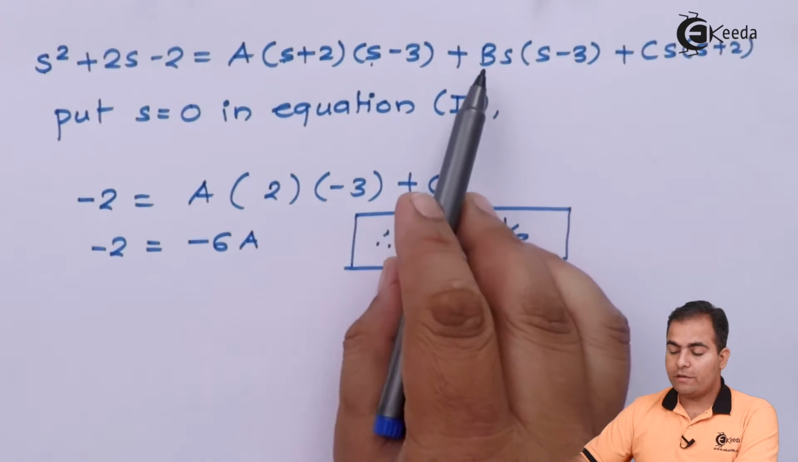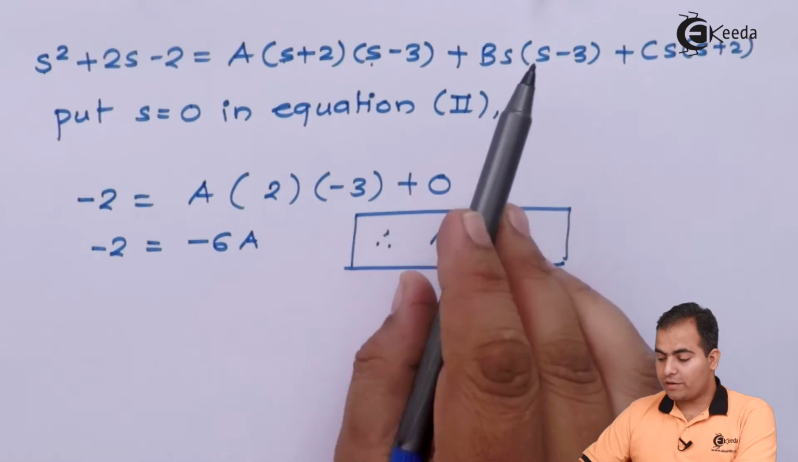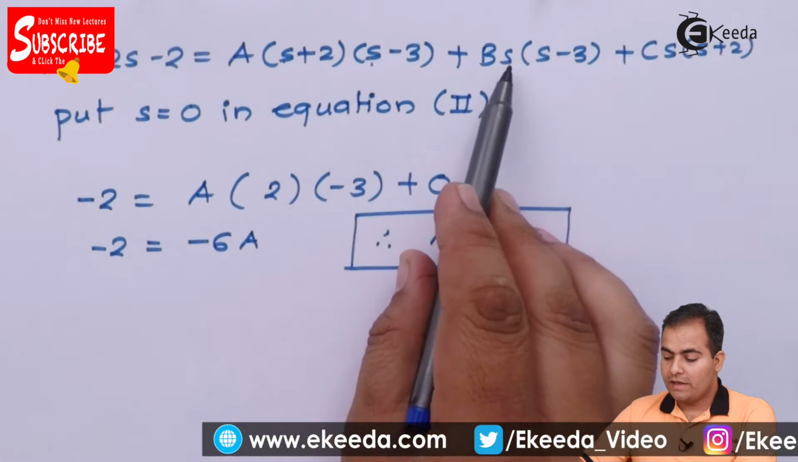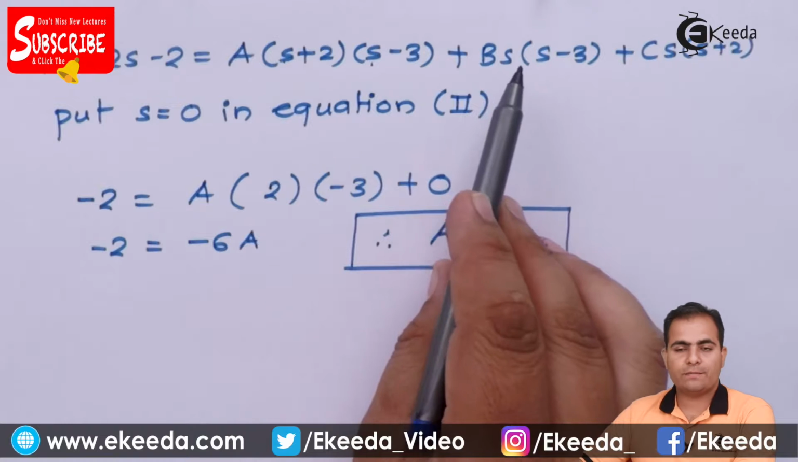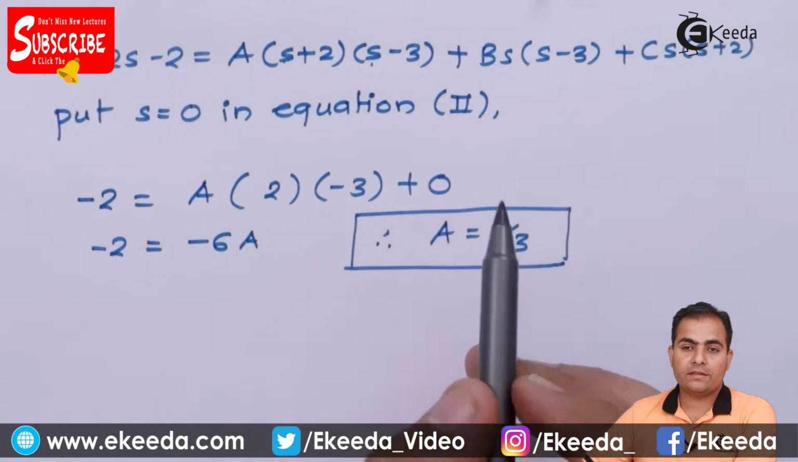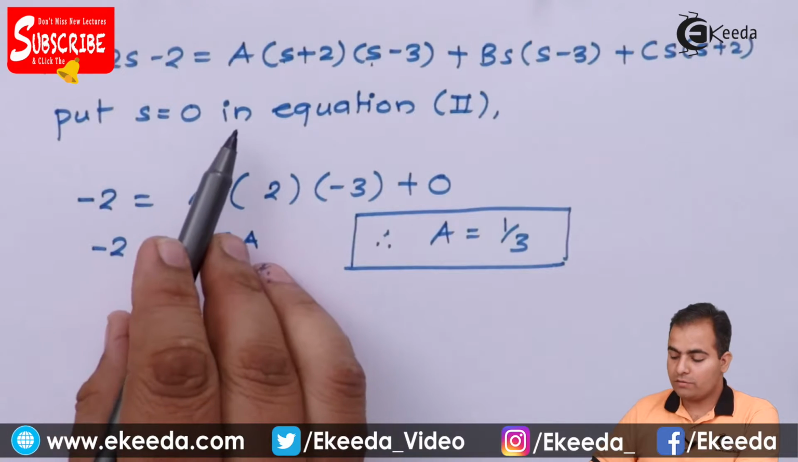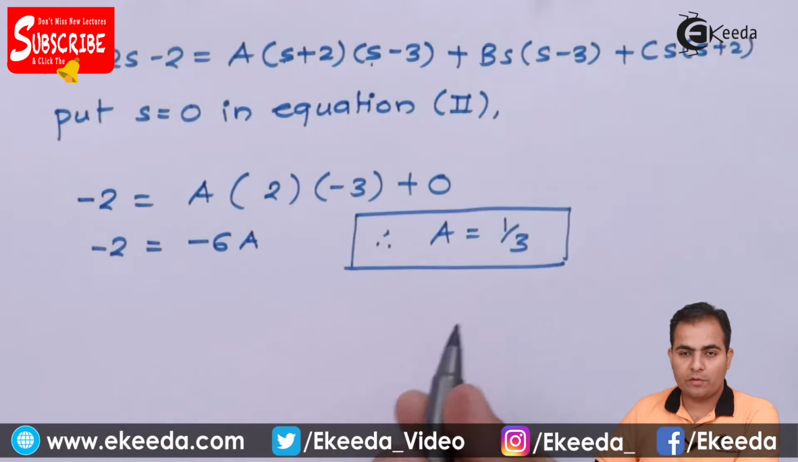Now we'll calculate the value for B. I'll tell you the third shortcut. Which term is absent in the product form? S plus 2 was absent. So equate S plus 2 equal to 0. What will we get? S equals minus 2. So substitute or put S equals minus 2 in equation number 2. The same system I'm going to write over here.